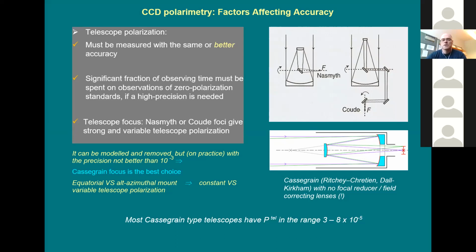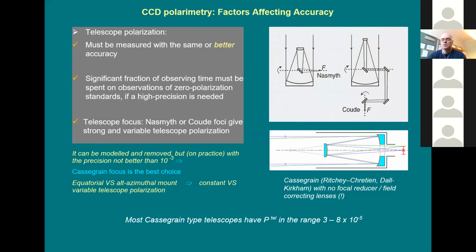The Cassegrain focus is the best choice for high precision polarimetry. And focal reducers or field correcting lenses are not a good choice, because they can, and very often do, produce strong and field-dependent polarization. So, straight Cassegrain with no additional lenses.